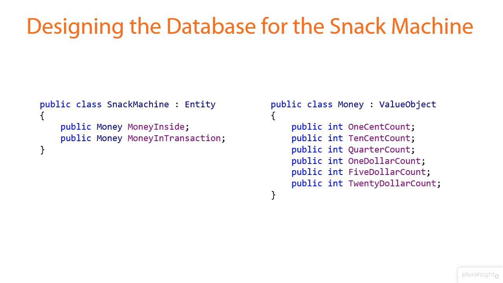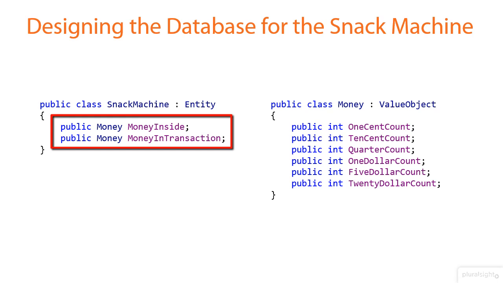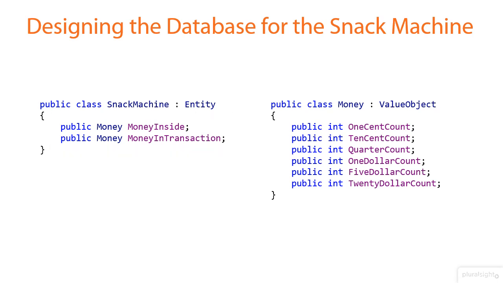For example, if we decide to store both money properties, that would mean we want to save the model's state not only between the transactions, but also in the middle of it. Let's assume that we, together with the domain expert, decided that it's okay for the machine model to be persisted only when a transaction is completed. In other words, when the purchase is done. So we're not really interested in saving the money in transaction property in this case.